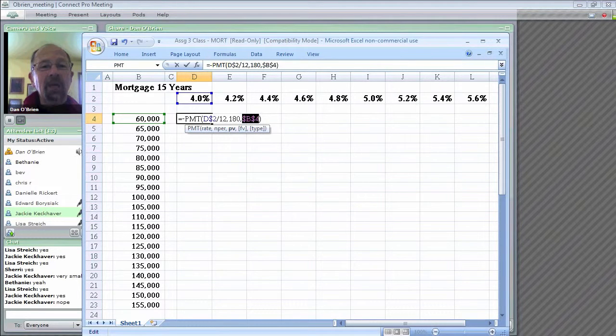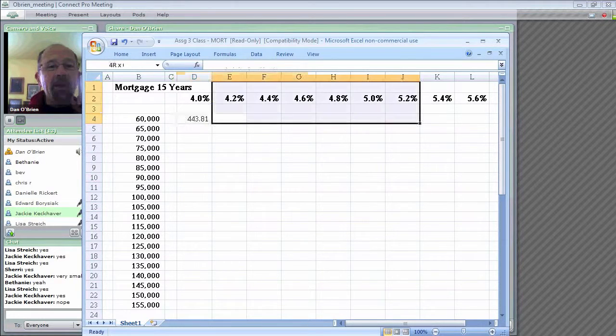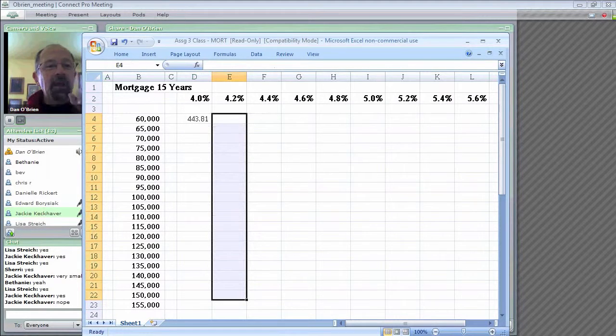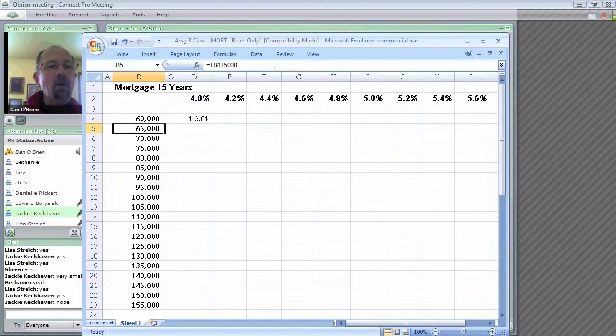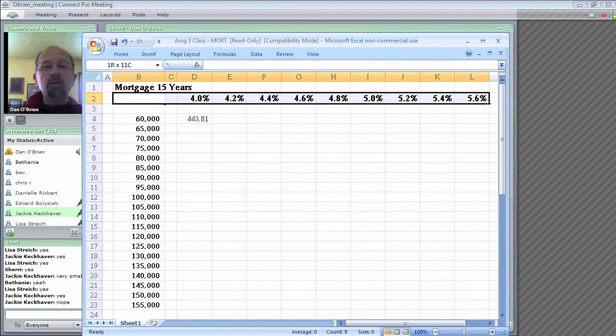So the first time you hit F4, you have dollar signs in front of both of them. You hit it again, it has a 4. I hit it a second time, it has the B frozen. And that's what I want. I'm all set, and now I'm going to hit enter. I do this because now I can take this formula and I can copy it all the way across, and I can copy it all the way down, and it's going to automatically be doing the formulas based on what's in column B or what's in row 2.